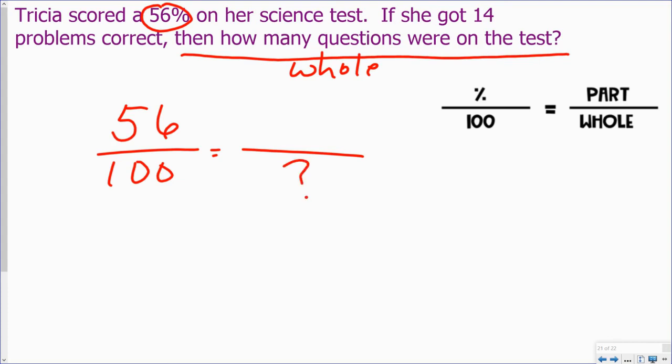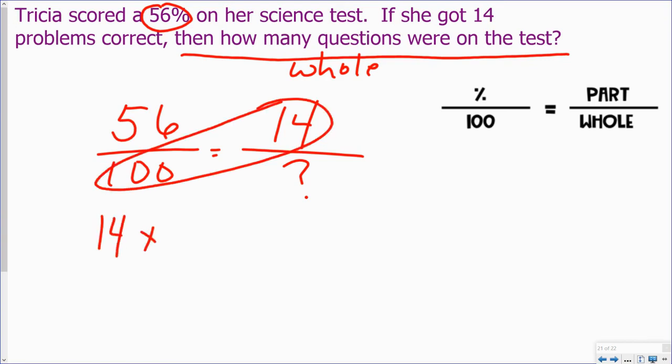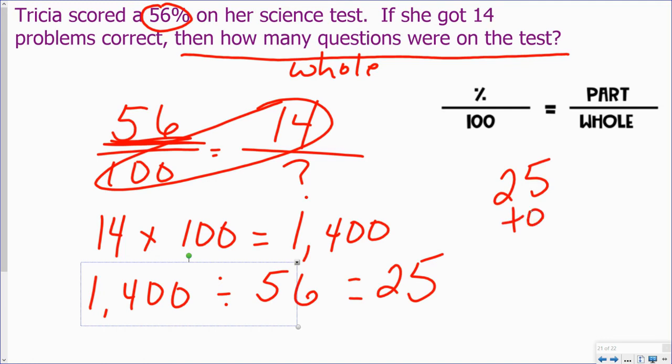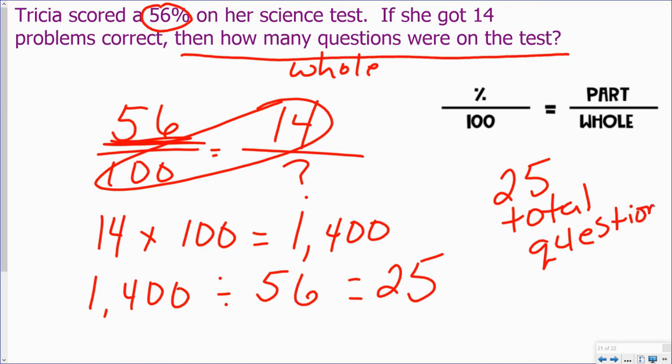And then it says if she got 14 problems correct, well, here's my 14 problems correct. And so I take my 14 multiplied by my 100, and that gives me 1,400. And then I take my 1,400 and I divide it by my 56, which is right here. And that gets me a total of 25. So there are 25 total questions on the science test.